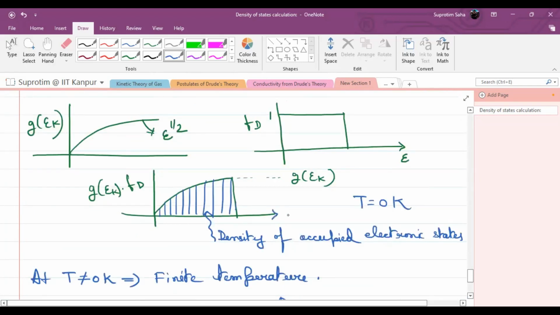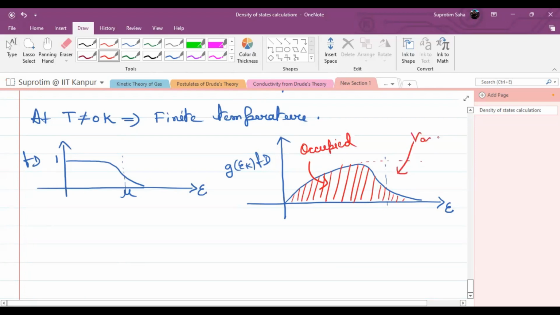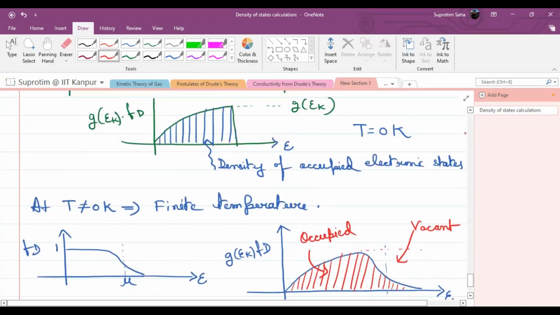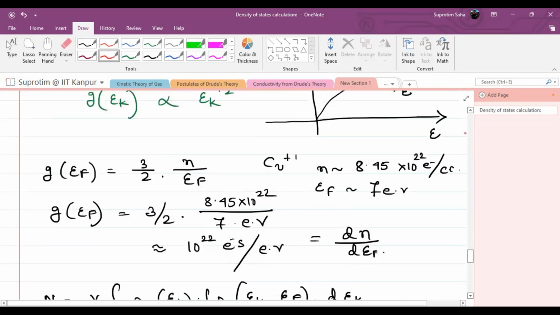All right. So for finite temperature, g(E_k) times the Fermi-Dirac distribution will be like this, and this will give you the density of your occupied states. Occupied. This is vacant. All right. So this is what you get, the multiplication of FD and g(E_k). In the product of these two terms, you get the density of occupied states.